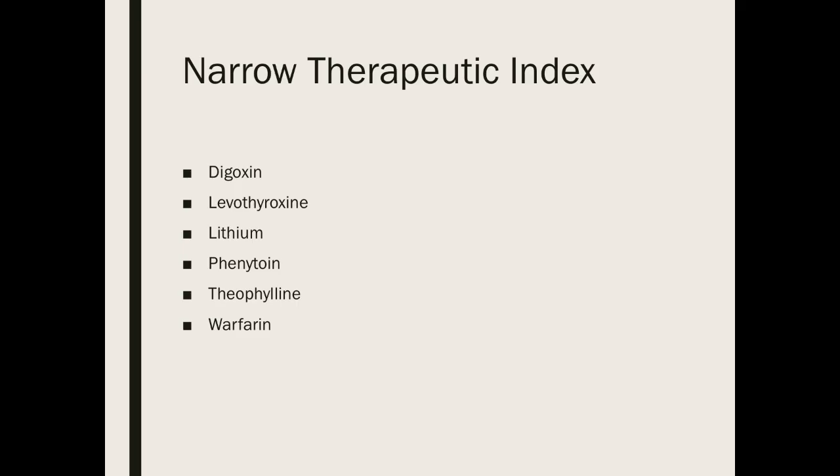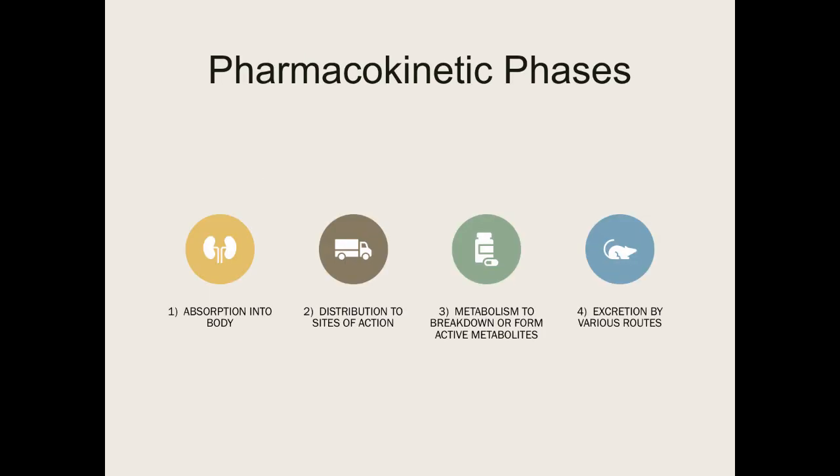If we have a narrow therapeutic index, here are some drugs to keep in the back of your head. We'll hit these one by one as we go through the semester, but things like digoxin, levothyroxine, phenytoin and warfarin. These have a very narrow therapeutic index, and they need to be monitored. Your patients on these drugs need to be monitored to make sure that we're not going over or under that therapeutic range. Okay, so now we have our drugs, we have our medications. We know what's going to happen. We have our therapeutic range, our therapeutic index.